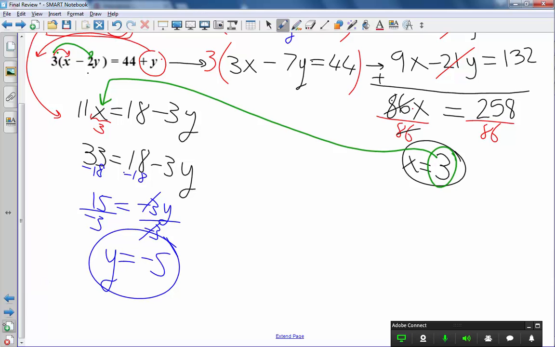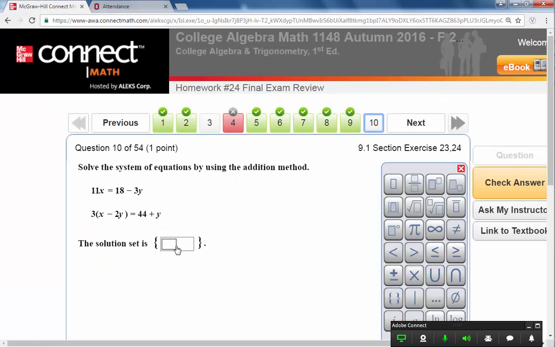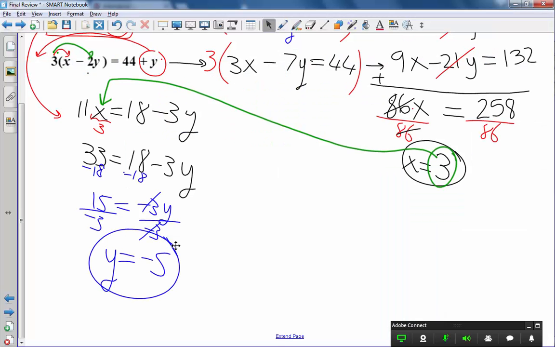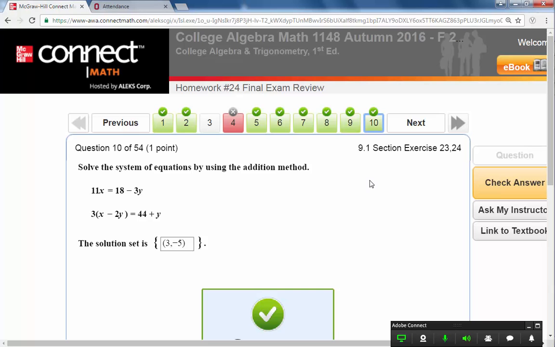Did you all get the same answer? Any mistakes, any questions? Alright, let's justify this here as well. Again, the answer should be a point. You're going to pair them up and present it in the solution set. The x value you found goes into the first coordinate, and the y value you just found goes into the second coordinate. Okay, pretty good.